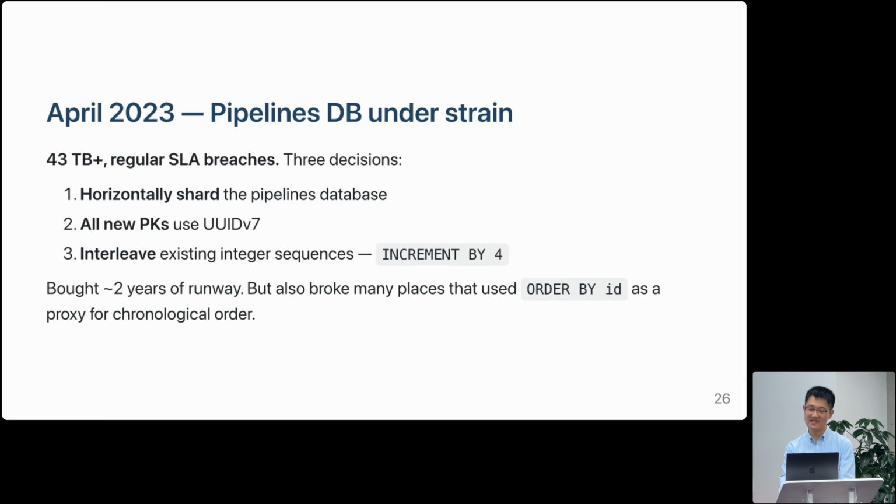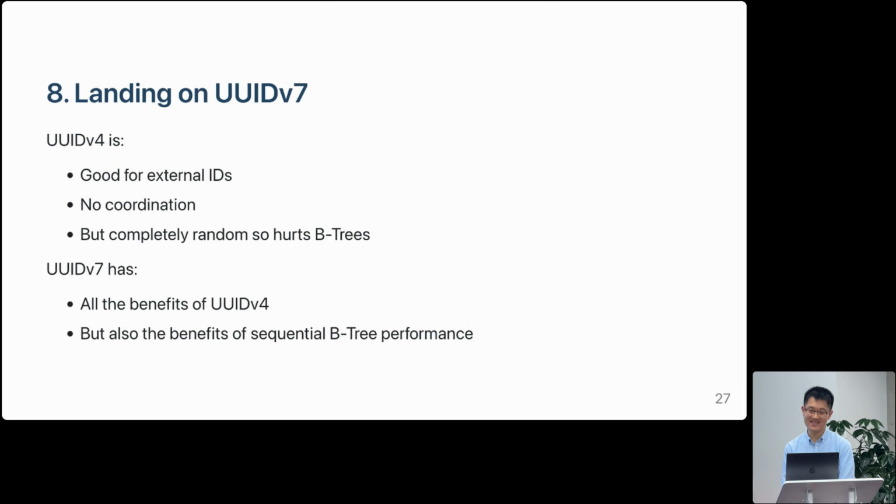I'll skip over the detail. Okay, so we decided on UUID v7. So just to summarize the talk really quickly, UUID v4s were pretty good, but they hurt your database. And you should use UUID v7. It has all the benefits of v4, but is also quite good for your database as well.